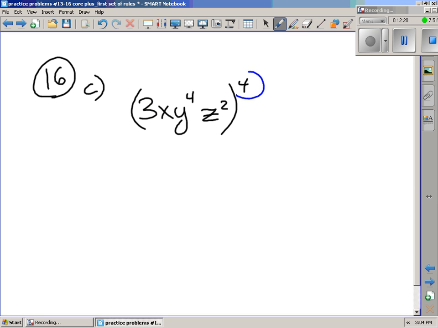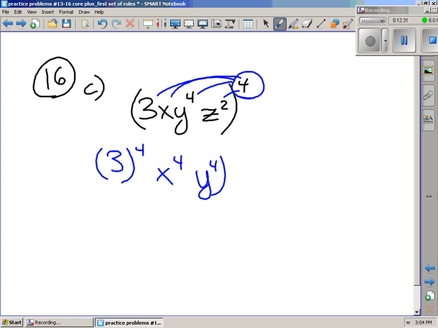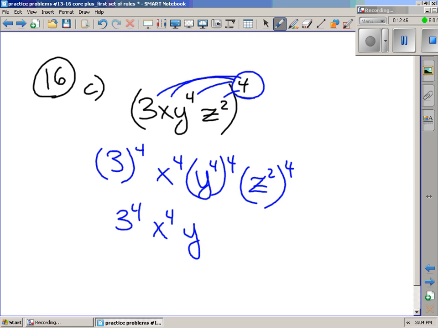16c, power to a group you distribute, you take it to every single piece. So this is 3 to the 4th power, x to the 4th power, y to the 4th power, and z to the 2nd to the 4th power. So each got a power of 4. So we have 3 to the 4th power, x to the 4th power, then it's y to the power of 4 times 4 because power to a power you multiply. And then this is z to the power of 2 times 4, power to a power you multiply.